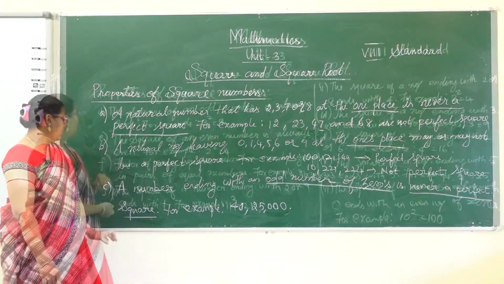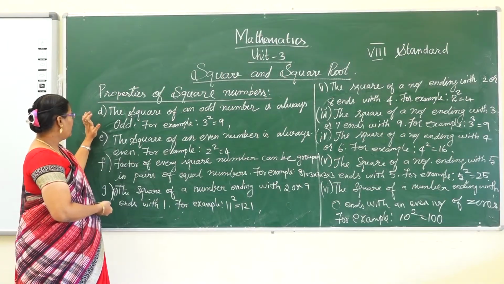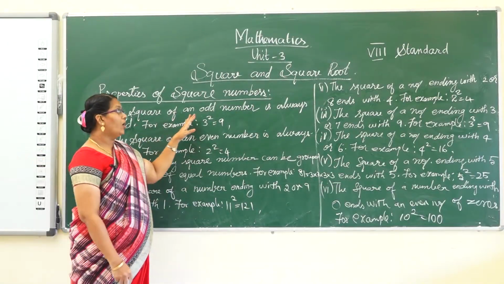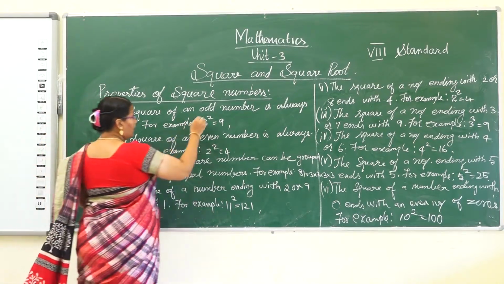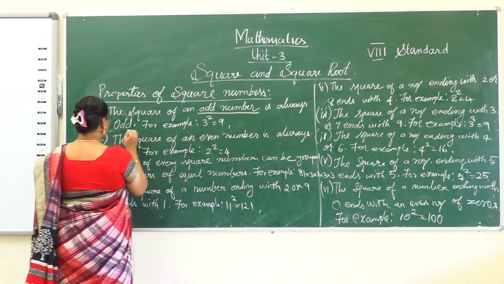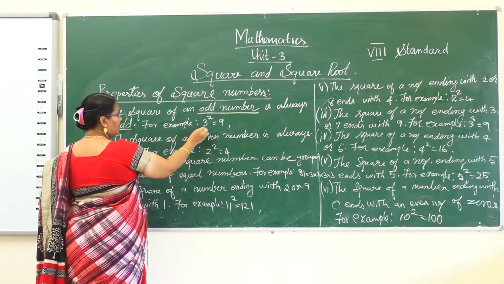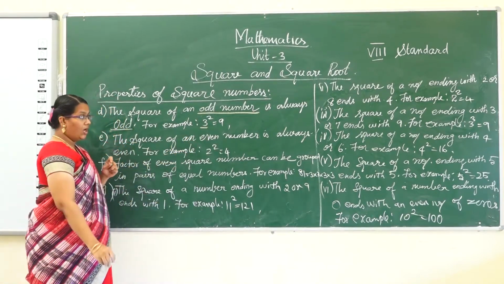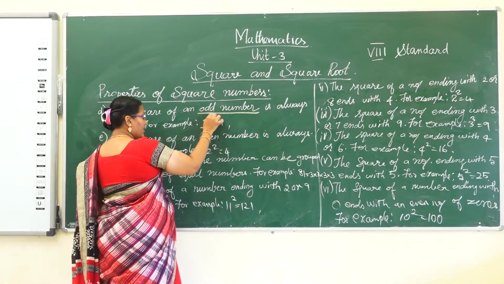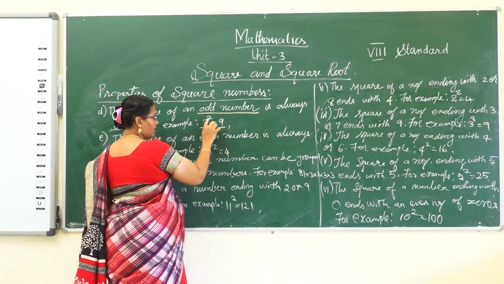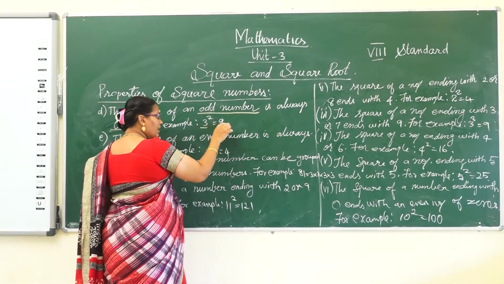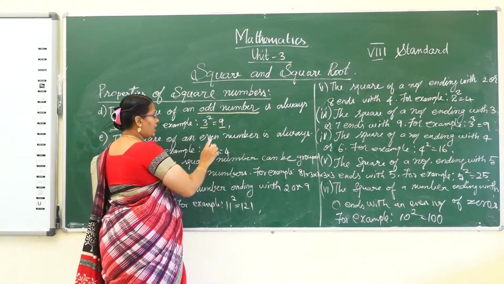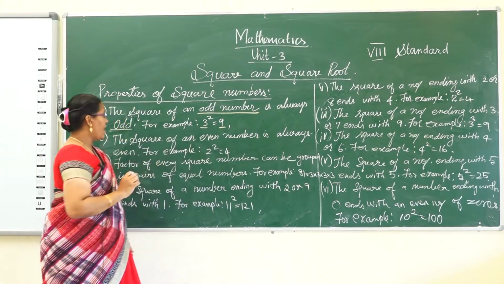Okay, and now see the next property: the square of an odd number is always an odd number. See, 3 is an odd number. Now 3 square, what do we get? 9. 3 square means multiplying it by itself, 3 into 3, 9. 9 is also an odd number.